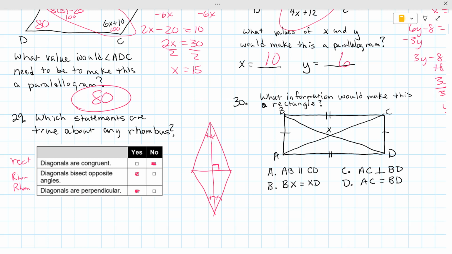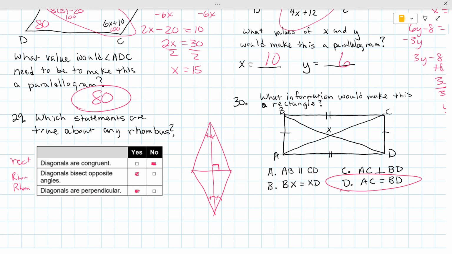And the last one, what would make this a rectangle? AB being parallel to CD makes it a parallelogram, but doesn't especially make it a rectangle. BX equaling XD, diagonals bisect each other. Yeah, that's nice, but it doesn't especially make it a rectangle. AC being perpendicular to BD would make it a rhombus, not especially a rectangle. But if the diagonals AC and BD are congruent, then it would make it a rectangle.